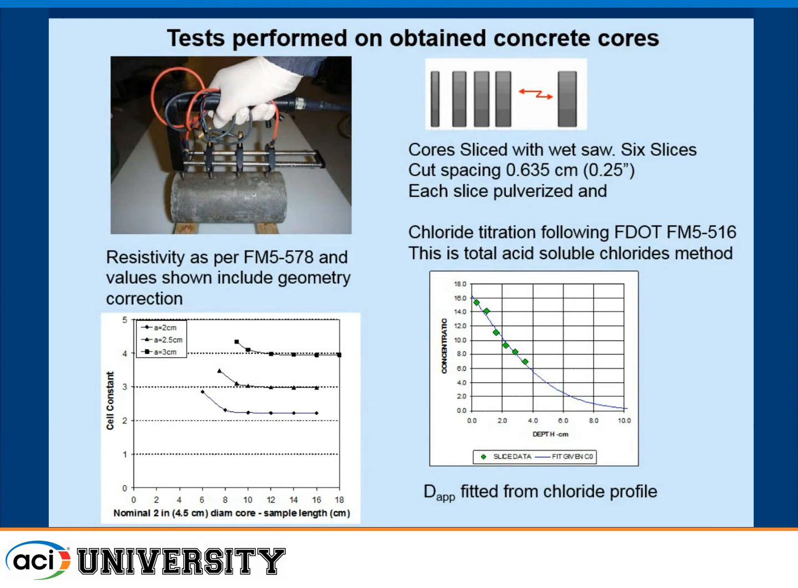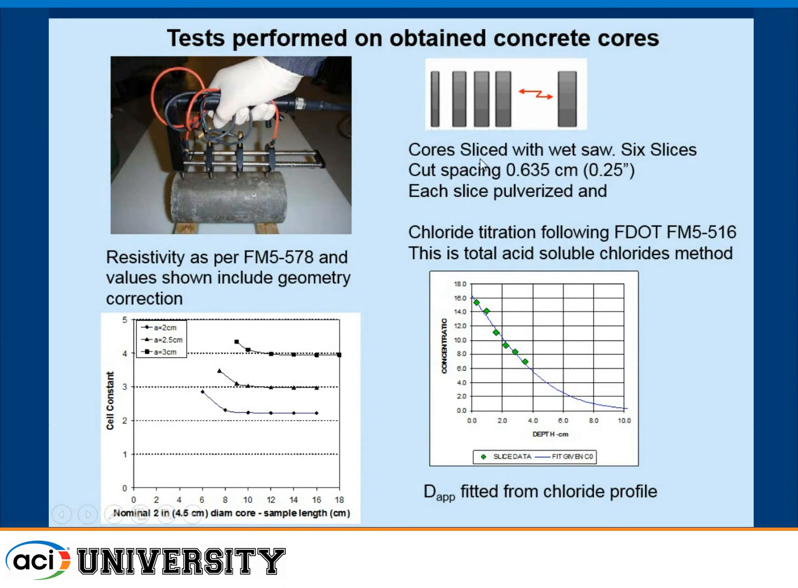And there is a correction that needs to be done. The values that the probe reports assume that you have an infinite amount of concrete. That's not the case in the small core. So in here, you can see the calculations, and this is something that was reported before by Morris, Moreno, and Sagüez. But we did our own calculations, and we applied the cell constant correction, and the values that you'll see later have that included in them.